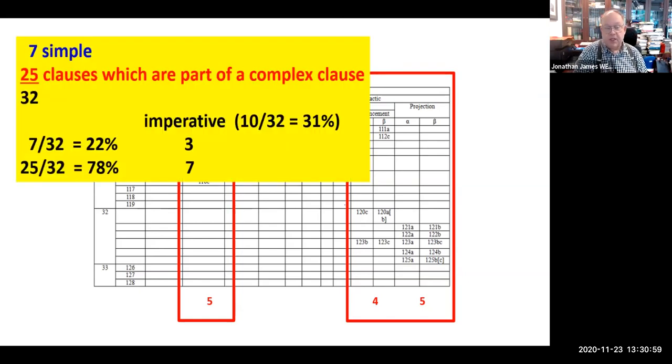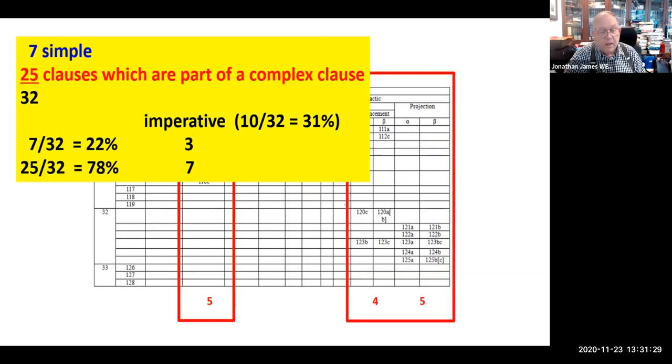Let's put the numbers here. We have 7 simple clauses. We have 25 clauses that are part of some complex clause. What do I mean by a complex clause? Paratactic or hypotactic: 2 clauses related, either through parataxis or hypotaxis. You know what I mean now, right? Between simple versus complex, we have 32 clauses altogether.